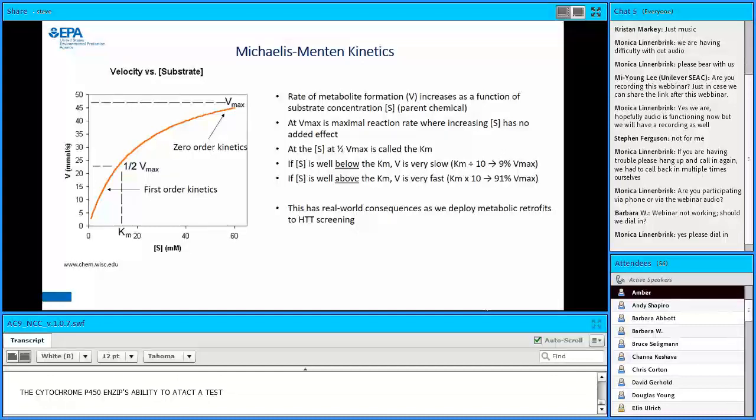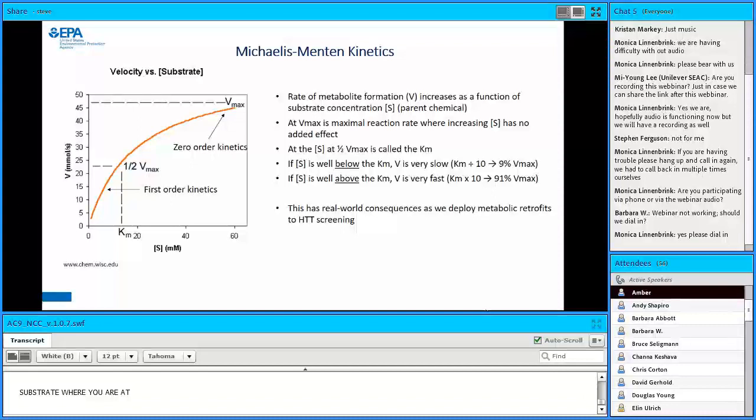What Michaelis-Menten kinetics says is that as we increase the concentration of our test compound, we can increase the velocity of the reaction up to a certain point. That point at which you can no longer increase the velocity of the reaction is referred to as the Vmax, and the concentration of substrate at which you are at half that theoretical maximum velocity is what's called the Km, right?